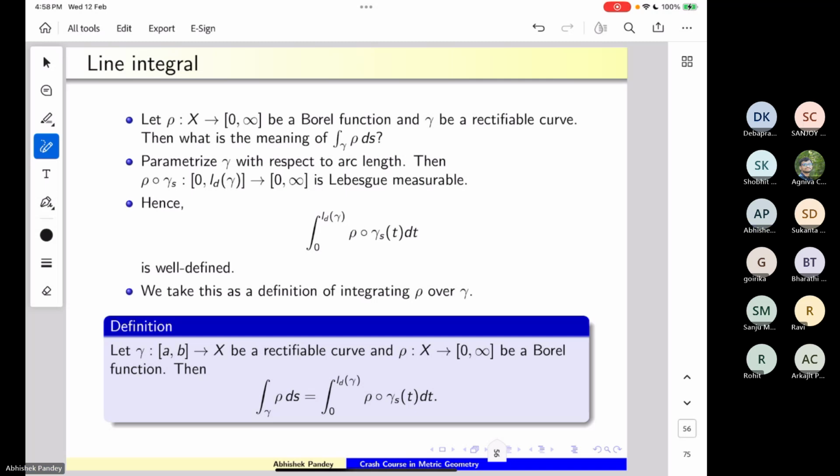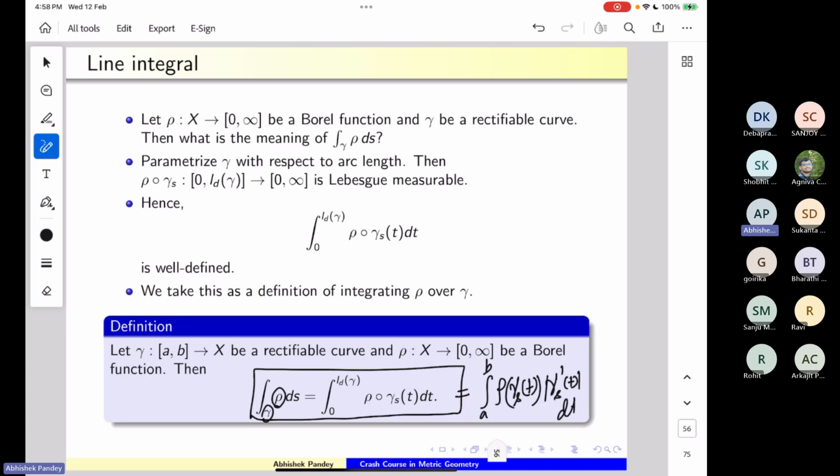Okay, so the definition of rho over the curve gamma: the integral of rho over the curve gamma is nothing but this one. Furthermore, we can write it, if you want to make this derivative, as the integral from a to b of rho of gamma s of t times gamma s prime of t dt. Okay. Any doubt?